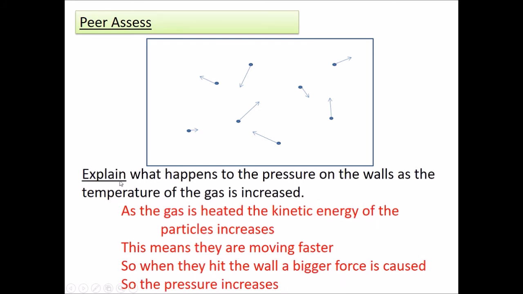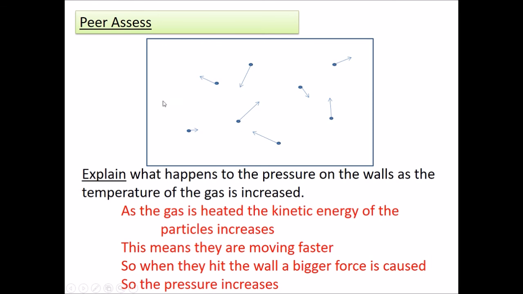Okay, and then the trickiest bit, explain what happens to the pressure on the walls if the temperature of the gas is increased. Well, the energy of the particles comes from the kinetic energy of the particles in there. There are no forces between them, so there's no potential energy, and therefore the only way they can have more energy is to have more kinetic energy. If they've got more kinetic energy, that means they're moving faster, and if they're moving faster, that means when they hit the wall, they create a bigger force, and that increases the pressure.